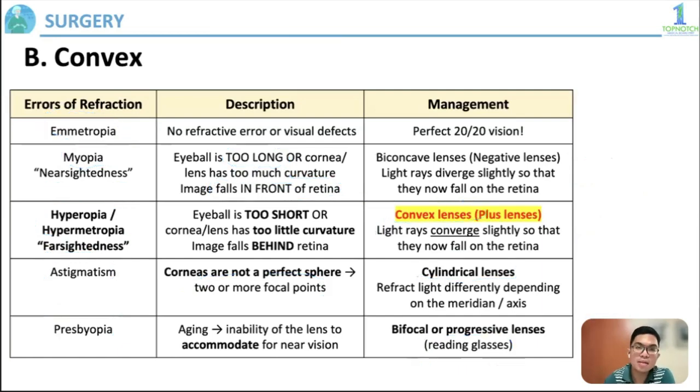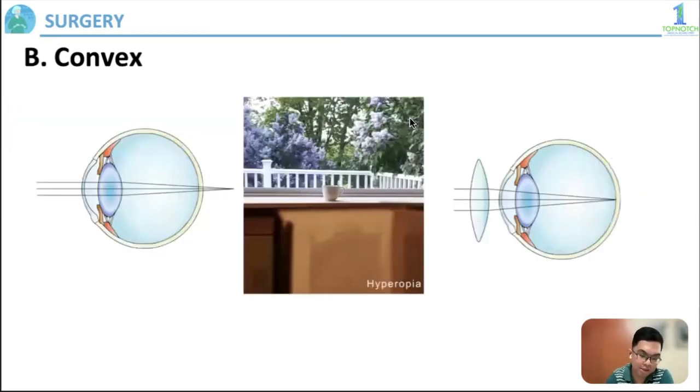Okay? So again, the eyeball is too short, kaya sa likod yung image. So you give a convex lens para mas focus yung image, ma-shorten yung focal point towards the retina. Okay? So that was surgery. Thank you for listening.